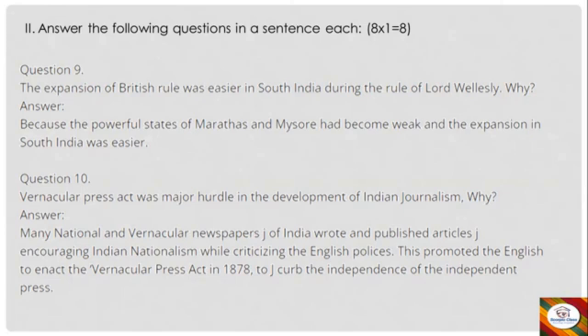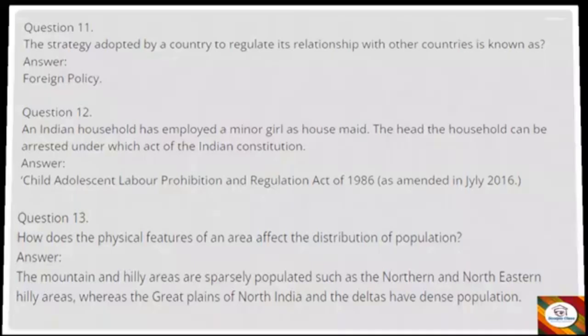Okay. Question 10. Vernacular Press Act was a major hurdle in the development of Indian journalism. Why? Answer: many national and vernacular newspapers of India wrote and published articles encouraging Indian nationalism while criticizing the English policies. This prompted the English to enact the Vernacular Press Act in 1878 to curb the independence of the press.